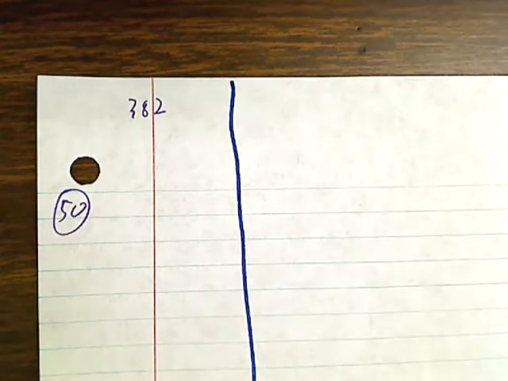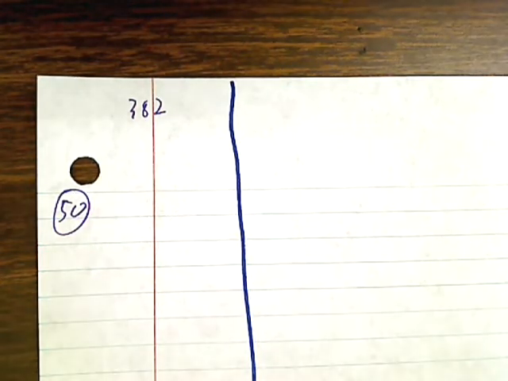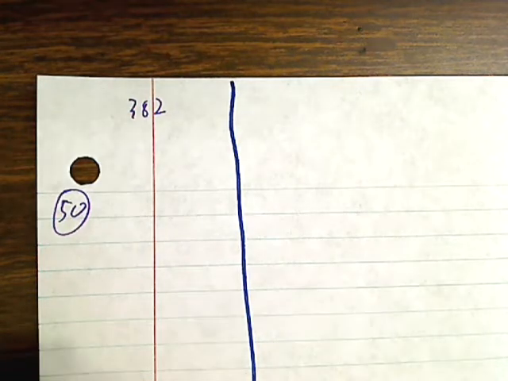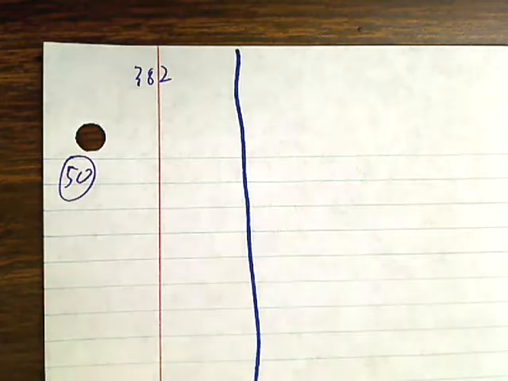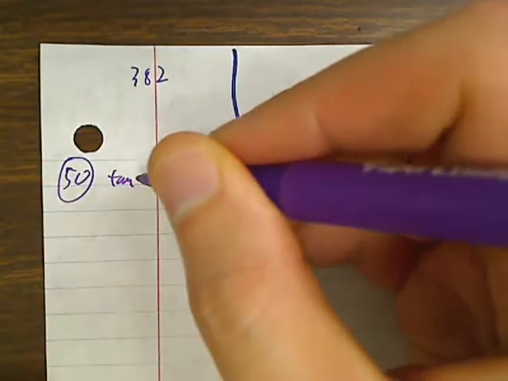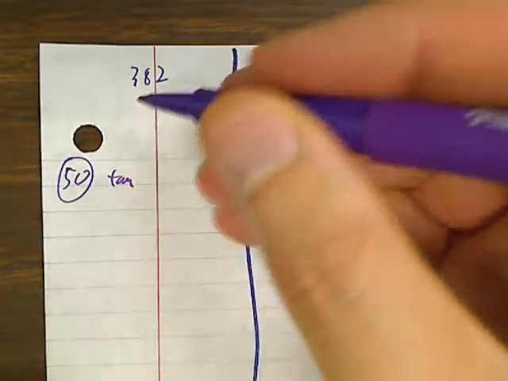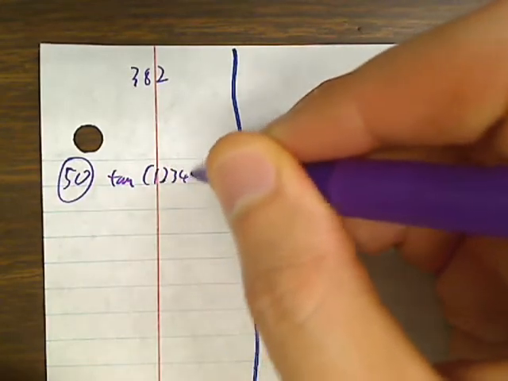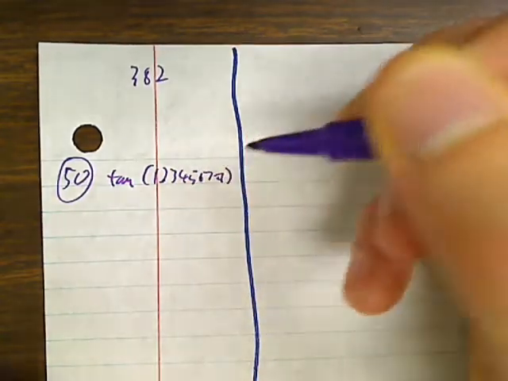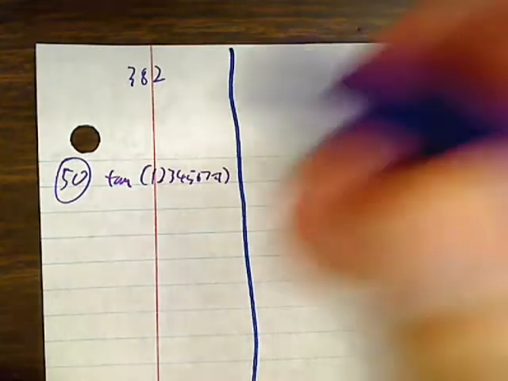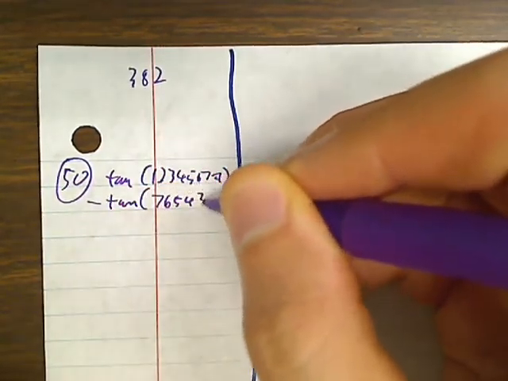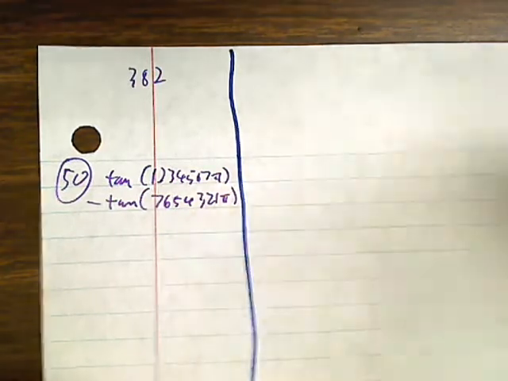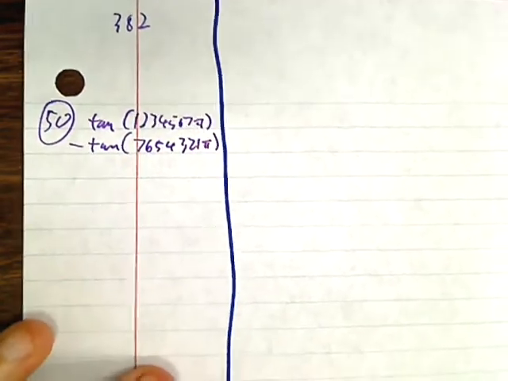All right, we're going to do our third and final page of homework on section 4.3. Let's look on page 382 in our textbooks. Let's start with number 50. Number 50 says tangent of 1234567 pi minus tangent of 7654321 pi. So subtract those and get something.